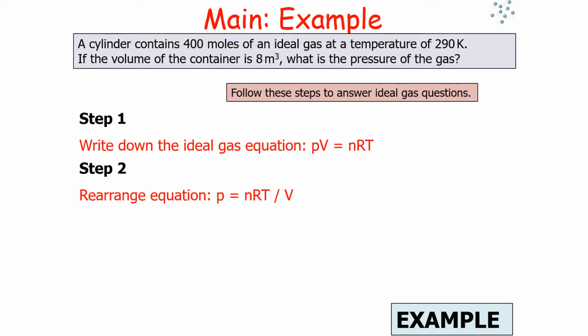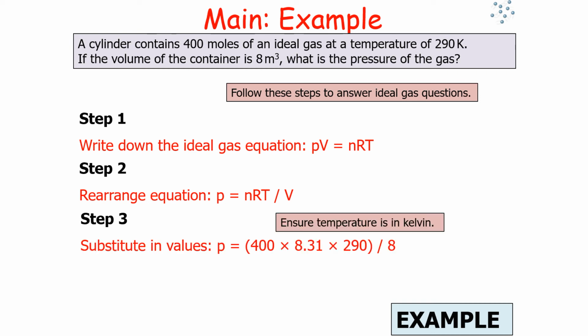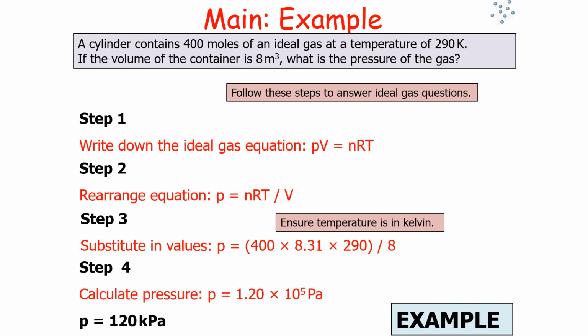Step 2, rearrange the equation into the actual value you want to work out. In this case, pressure, P. So P is equal to nRT over V. Then step 3, ensure the temperature is given in Kelvin. Yes, it is, and sub in your values. So 400 times 8.31 times 290 over 8. Then step 4, calculate your value to be 1.20 times 10 to the 5 pascals, or 120 kilopascals.